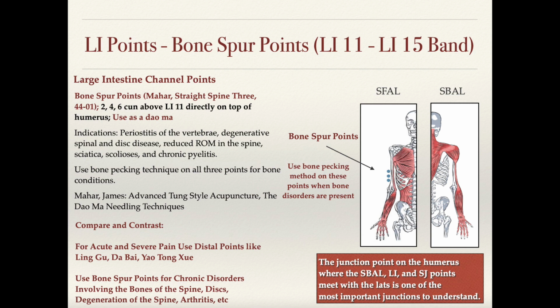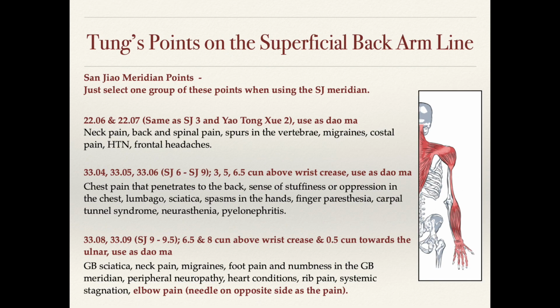Now for upper back pain, it gets a little more tricky, and often we'll find that the lung points work better for this. We'll talk about that later. So for now, let's go ahead and take a look at the next slide. And it reads, Dong's points on the superficial back arm line. Now these are the Jiao meridian points. We've already talked about these, but let's just go through them again.